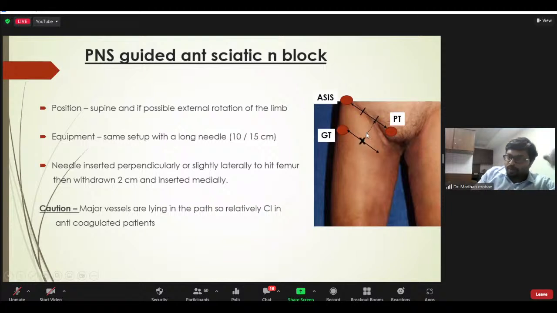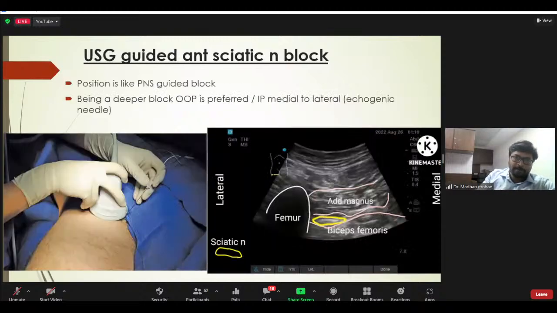Right. So you go perpendicular, you may either hit the femur or you may go directly towards the nerve. If you're hitting the femur, just withdraw and go slightly medial. Once you get the appropriate stimulus or motor response, you can go ahead and deposit the drug. The only concern for this PNS guided anterior sciatic nerve block is that all the major vessels are going to run in this plane. You may injure the femoral nerve, artery or vein. If you are going further deep, you may even injure the profunda femoris arteries also.